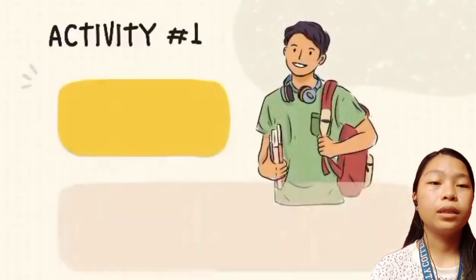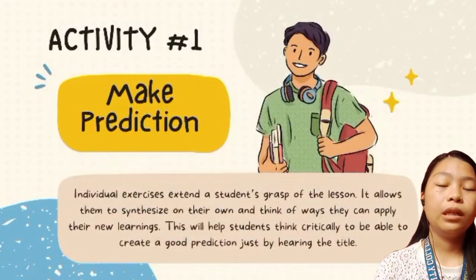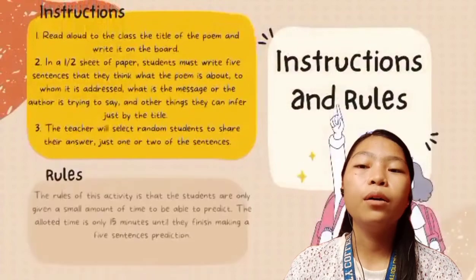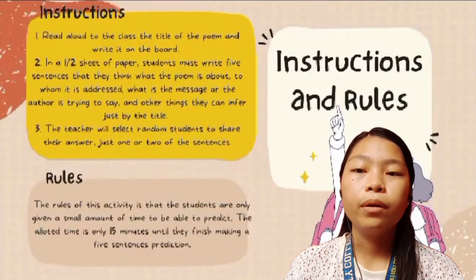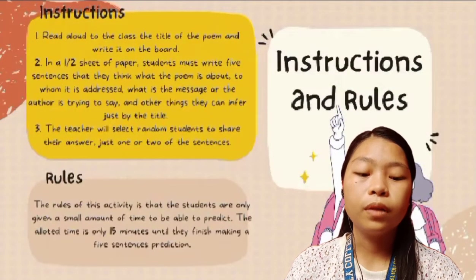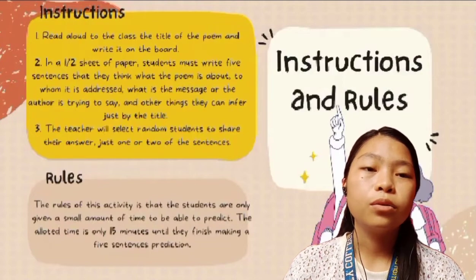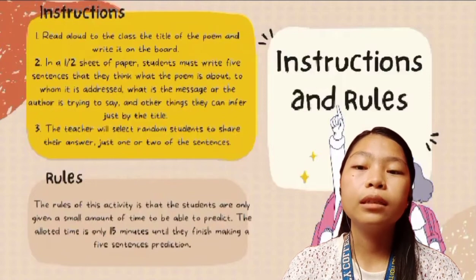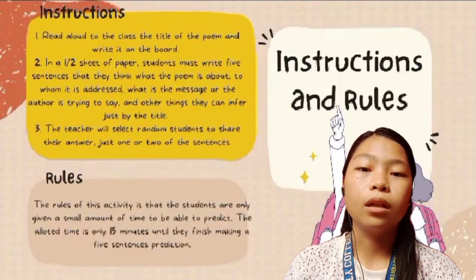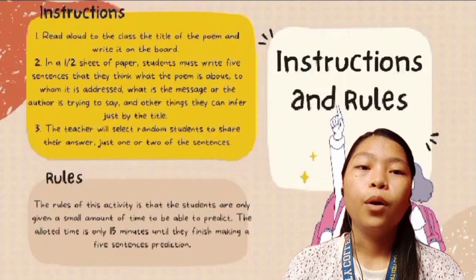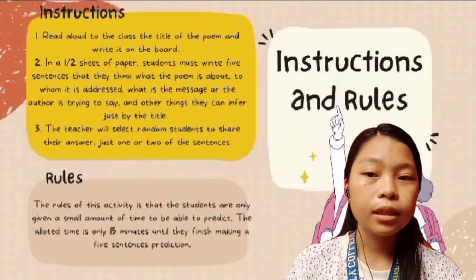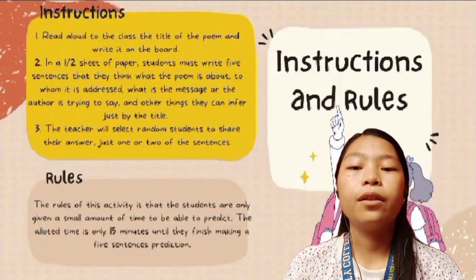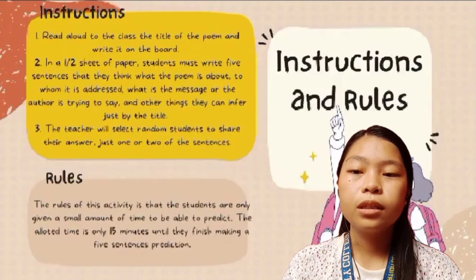Let us proceed to our activity. Our first activity is make a prediction. For the instruction of this activity, I will read aloud the title of the poem here in our virtual class, and I will send it also in our chat box. So you must write 5 sentences that you think the poem is all about, and then to whom it is addressed, what is the message the author is trying to say, and the other things they can infer just by the title.